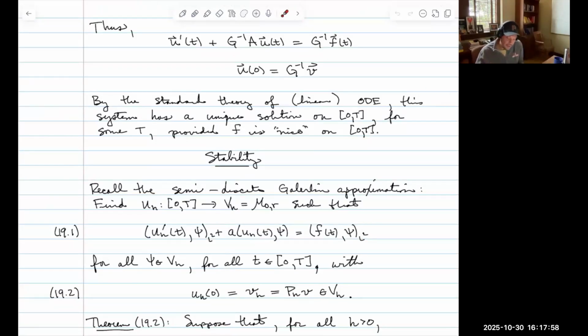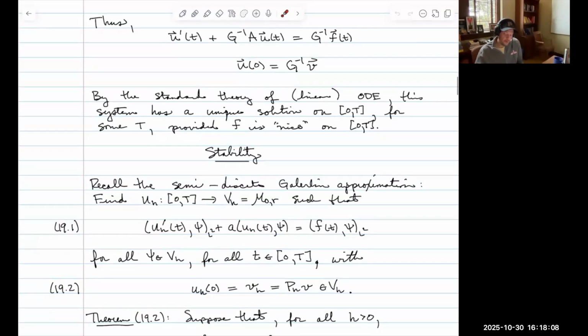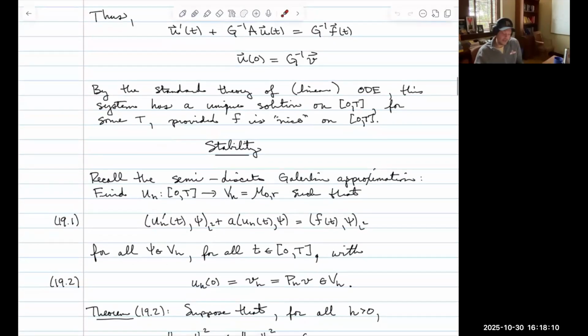Now, in fact, if we know that f is sufficiently nice for all t greater than or equal to 0, then we have a solution for all time. But in any case, we're always going to suppose that f is sufficiently nice, and we'll always be able to assume that we have a solution.